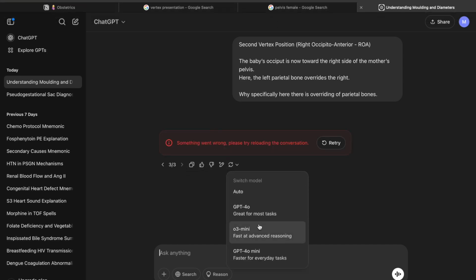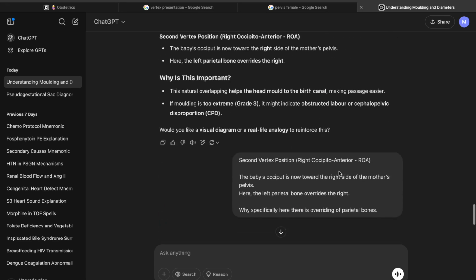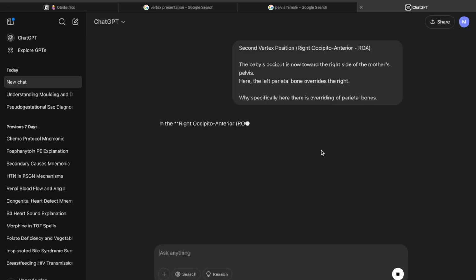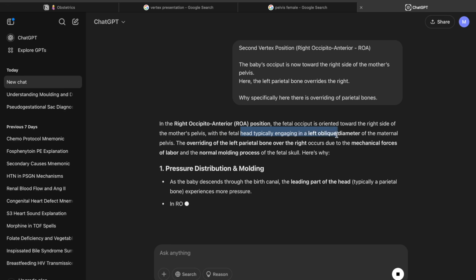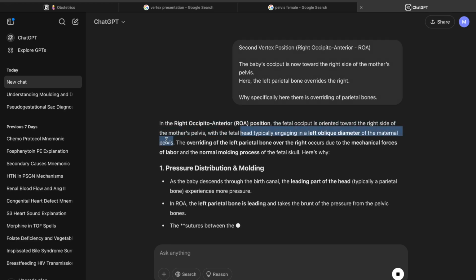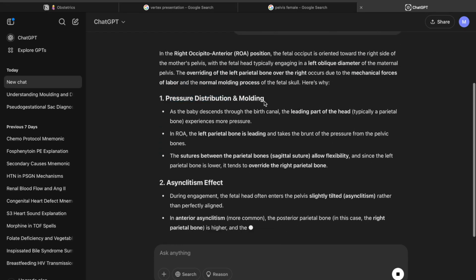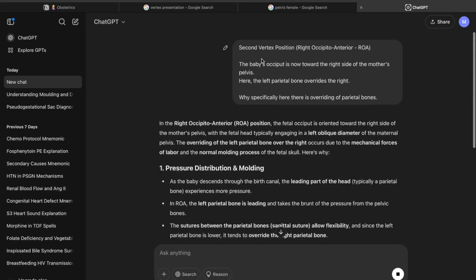So let's try a new one with GPT. Copy this. In ROA position, the fetal occiput is oriented to the right side, with the fetal head typically engaging on the left oblique diameter of the maternal pelvis. The overriding of the left parietal bone over the right occurs due to mechanical forces of labor and normal molding of the fetal skull, pressure and distribution. So sure, we are going into more extreme detail.